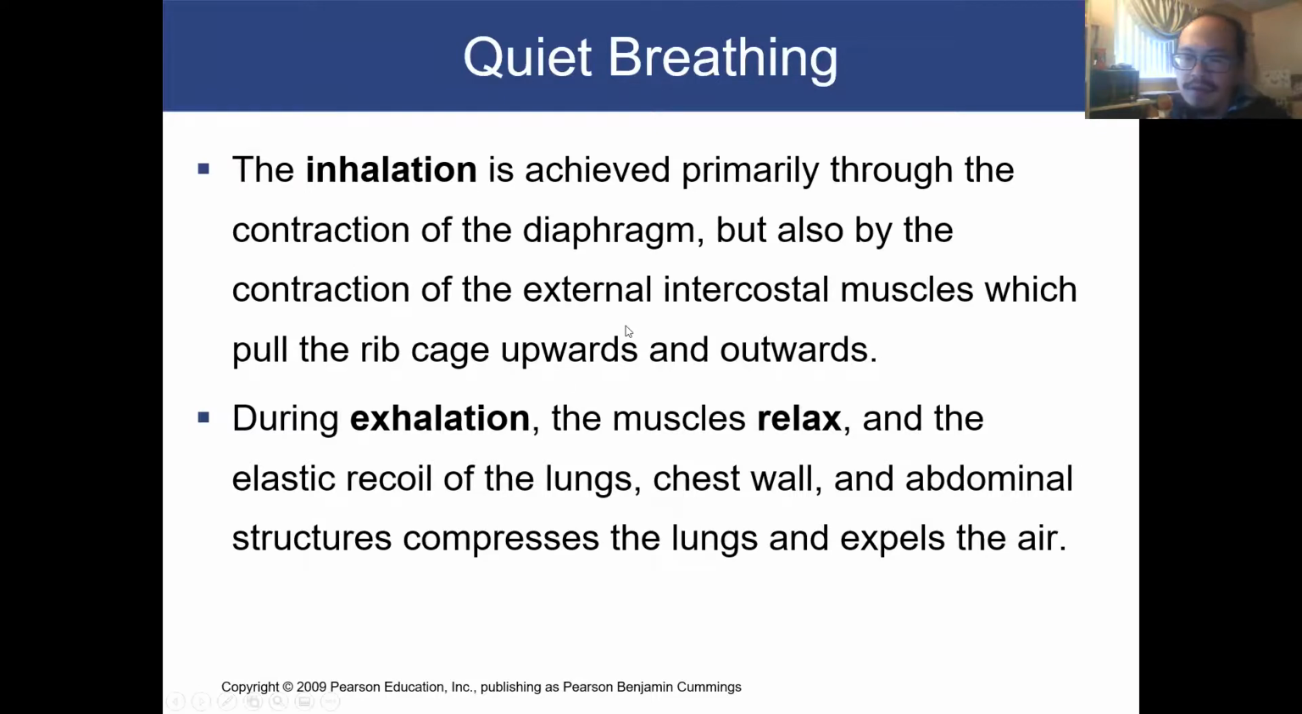All right, so this just summarizes what we just talked about: for inhalation, contract the diaphragm as well as the external intercostal muscle. And when we relax, we exhale the air.